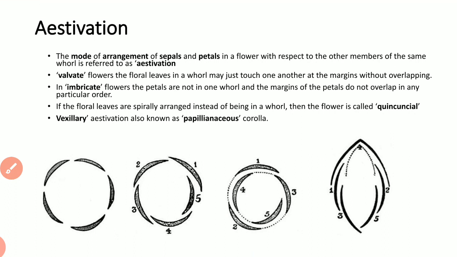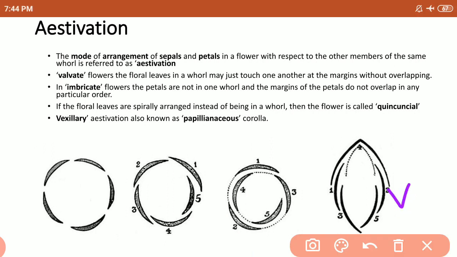So the next arrangement is the most famous, that is the papilionaceous or the vexillary arrangement or the papilionaceous corolla. This is most famous in Vigna radiata, Vigna mungo. Okay.